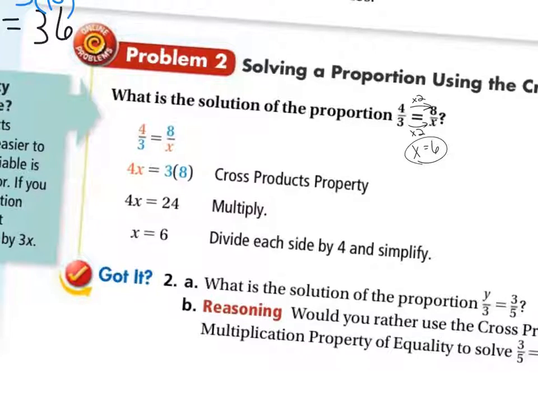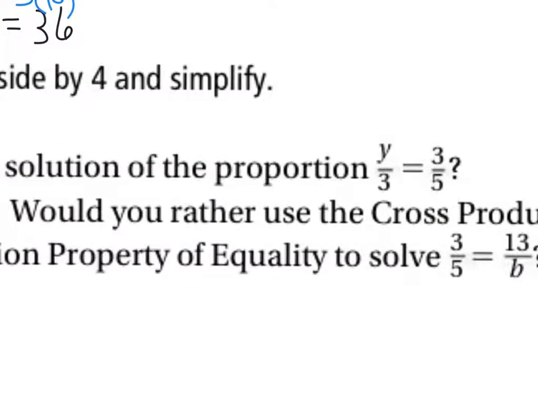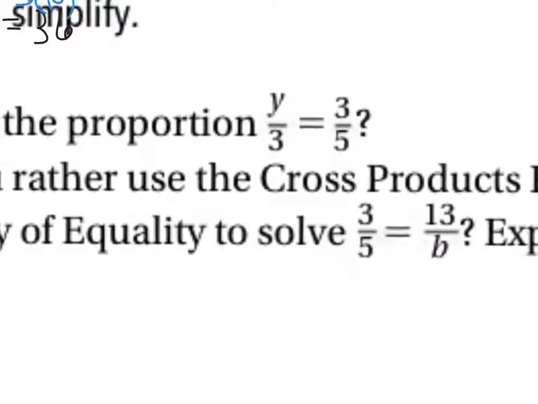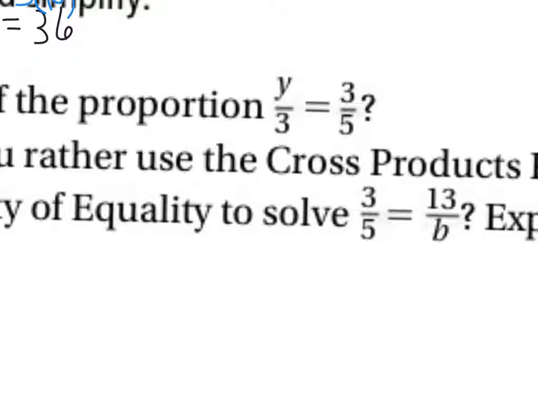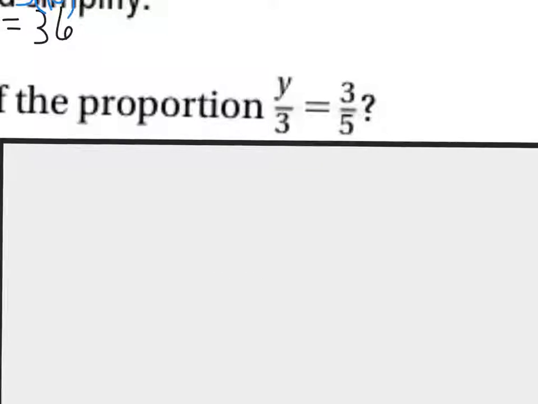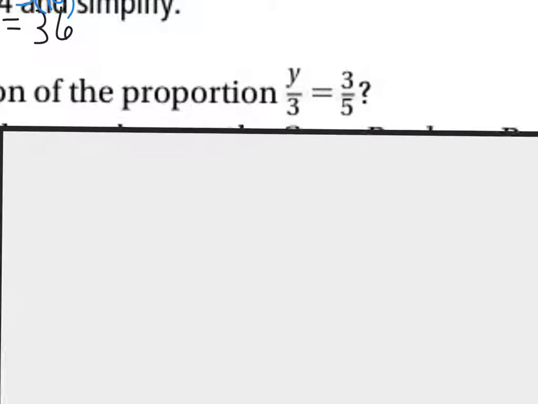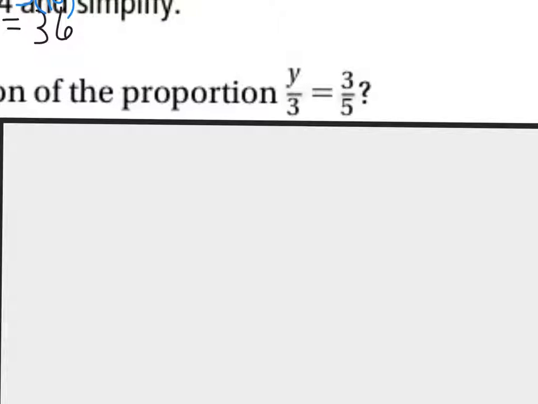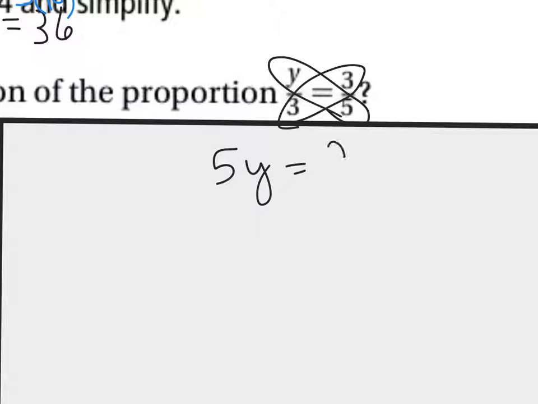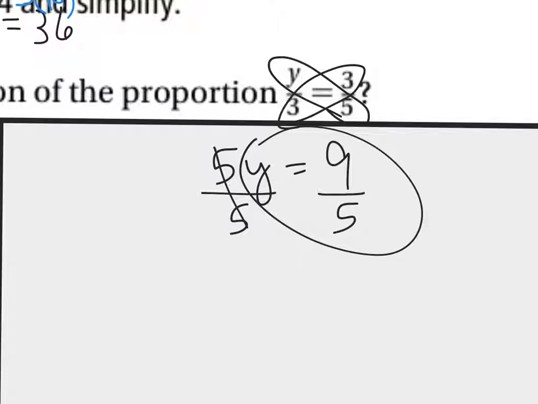So if we look at the got it 2, they're asking for the solution for this. So again, if you want to, you can do cross products. I would say it's going to be less work for you guys if you just say they're dividing by 3, I can multiply by 3 like we did on the got it 1. But just to show you, if you wanted to, you could do this. 5 times y is 5y. 3 times 3 is 9. And then they're multiplying by 5, we can divide by 5. So y equals 9/5 or 1 4/5.